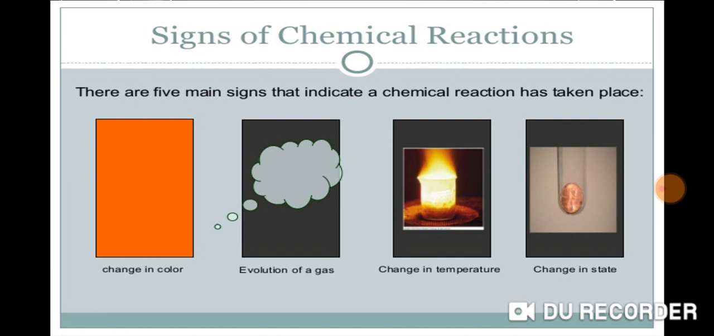Otherwise, in normal mixing where there is no chemical change, you may not find the heating effect, the lighting effect, or the change in the form of gas. For example, mixing salt and sugar, there's no chemical change and it is reversible. We can separate salt and sugar, but in a chemical change we cannot separate the two materials after the reaction.